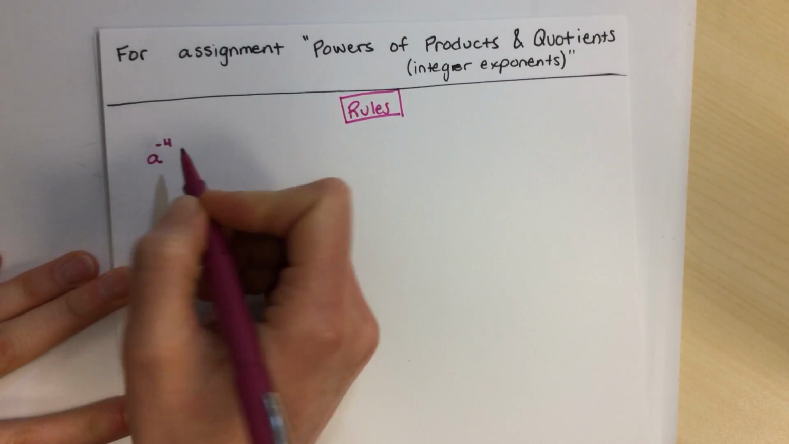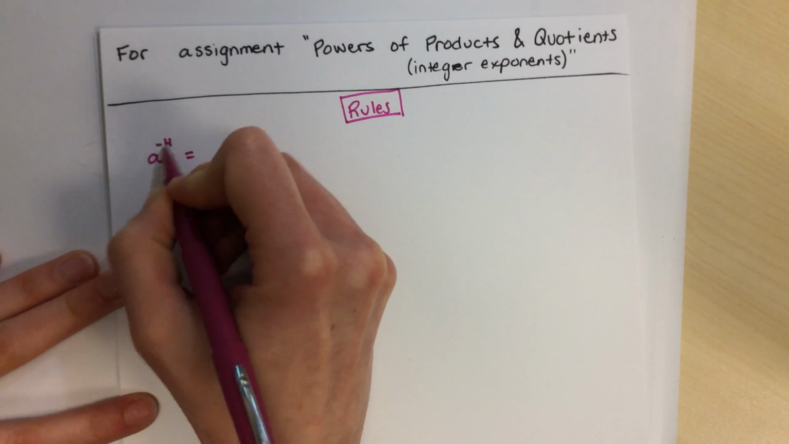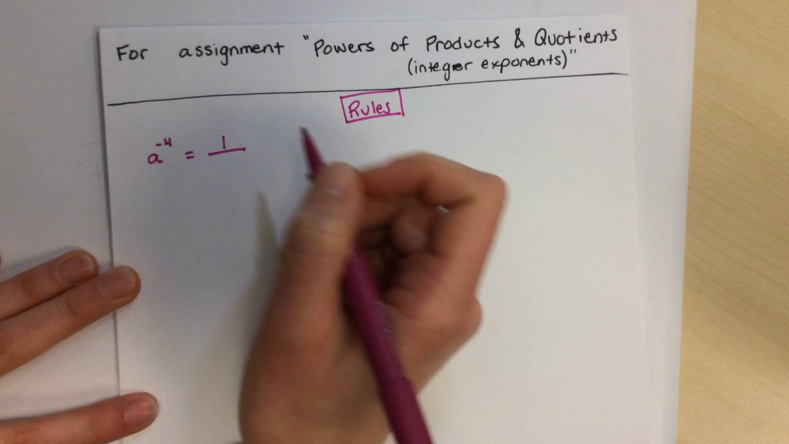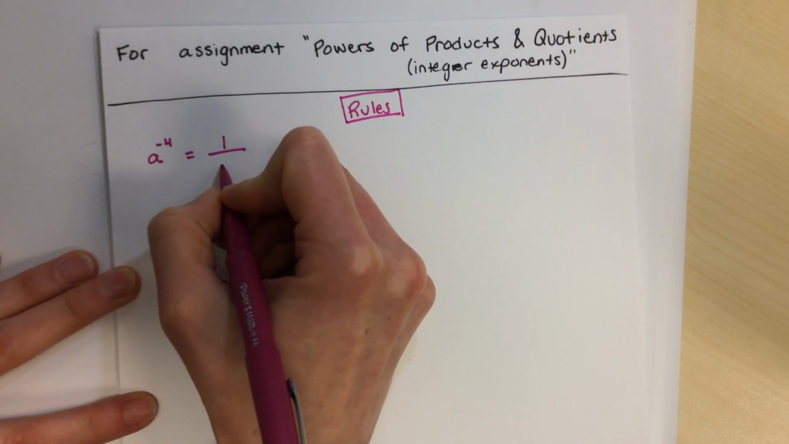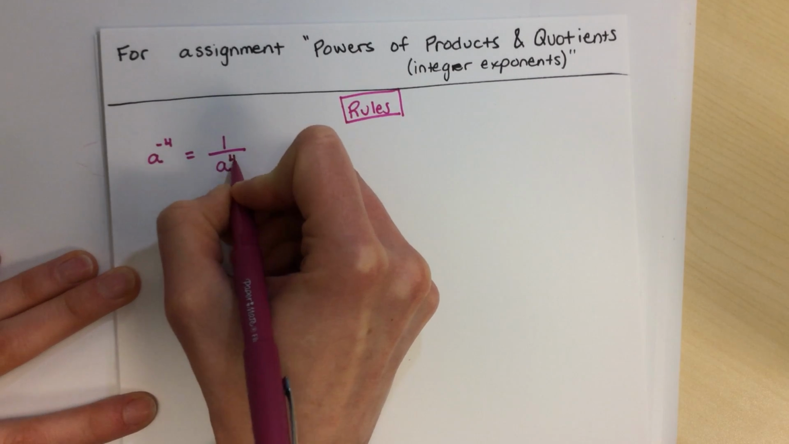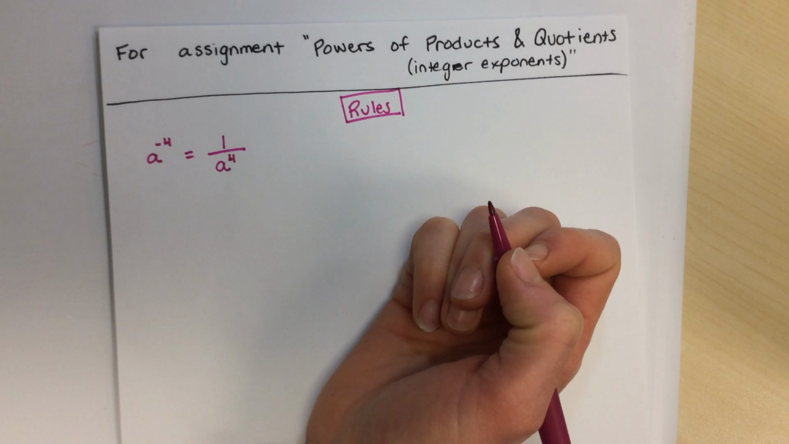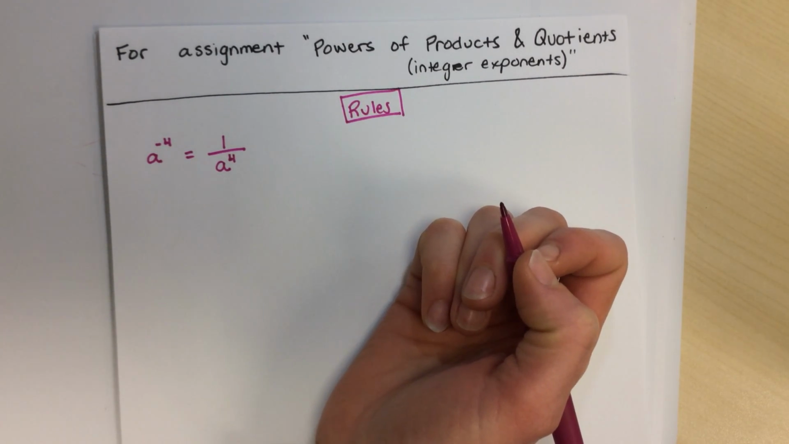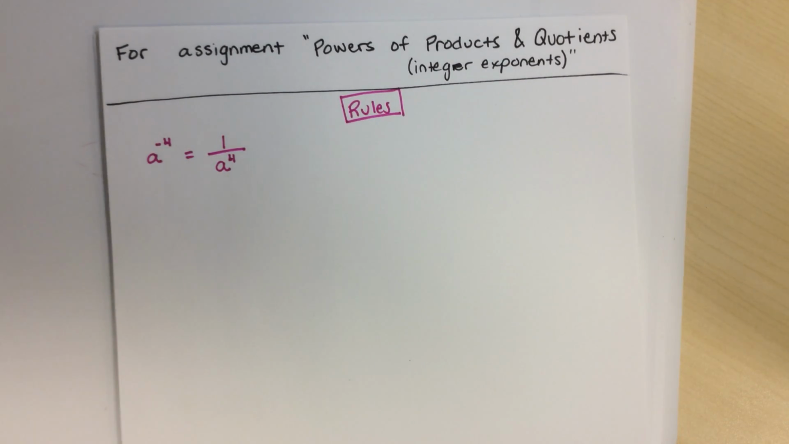So if we have a to the negative 4, we can rewrite this as a to the negative 4, but it's on the bottom of a fraction. So we put 1 on the top because that's kind of like a placeholder because we have nothing else on the top. And the bottom is going to be a to the positive 4. So we've got rid of our negative exponent by flipping it to the bottom of the fraction and making that exponent positive. Let's do another example for that. This is our main rule though.